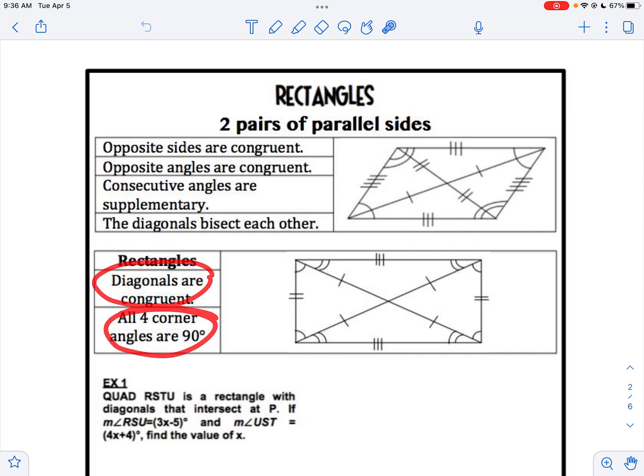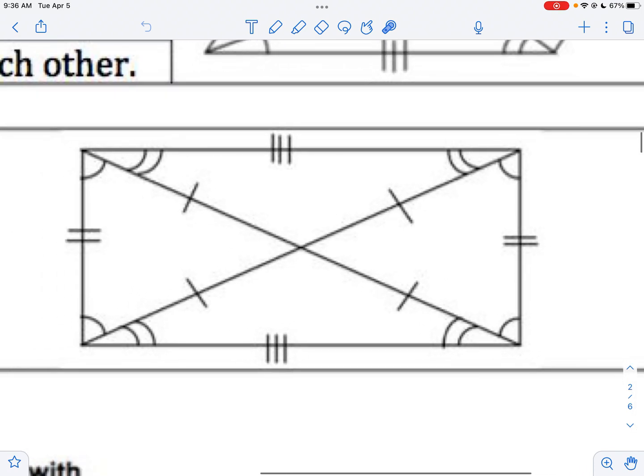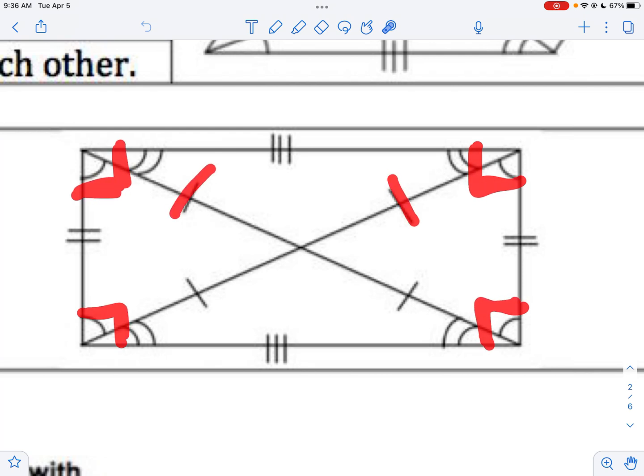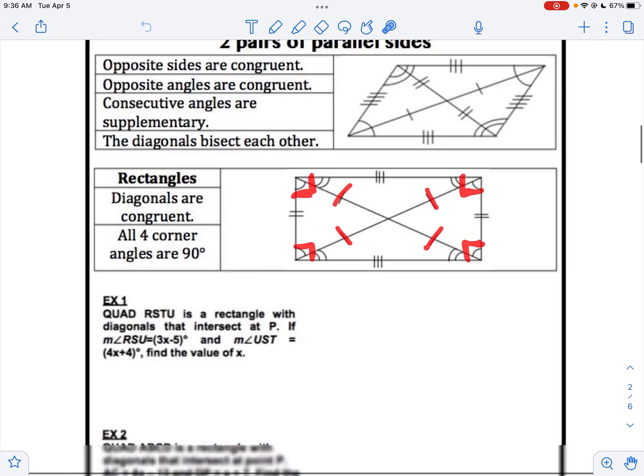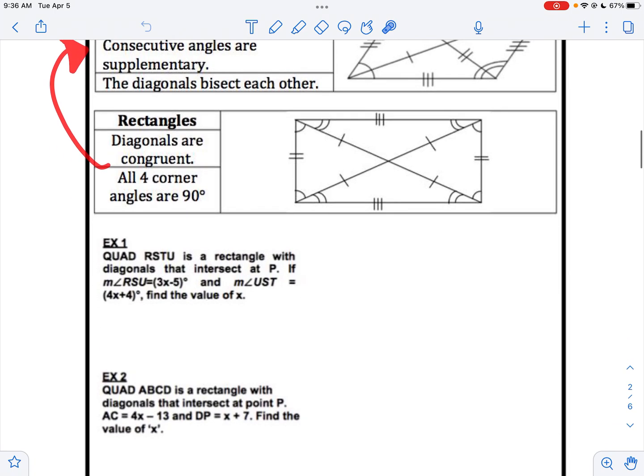and that all 4 corner angles equal 90 degrees. So back right here, all of these are going to equal 90 degrees. So all of those are going to equal 90. And the diagonals are congruent. And then I also need to remember that it follows parallelogram properties. So let's take it one problem at a time.